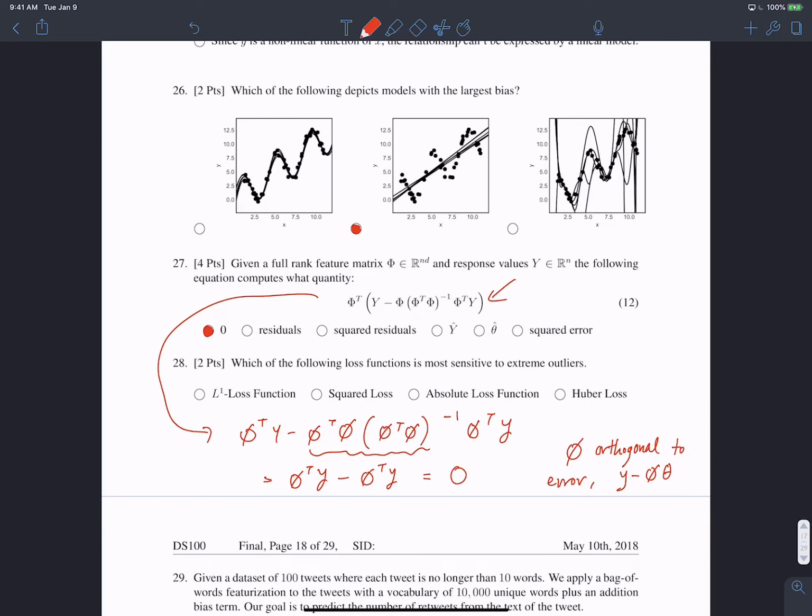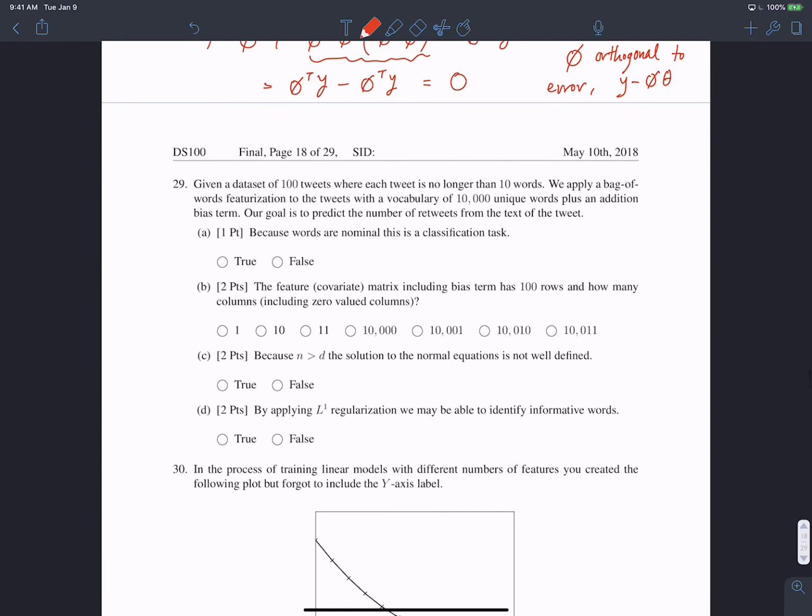Okay, 28, which of the following loss functions is most sensitive to extreme outliers? So the solutions are actually incorrect here. This is something we mentioned many times in class. It's the squared loss. The reason for that is because we're taking the absolute difference between the predicted value and the true value and squaring that difference, right? So if we have some value that's completely off, we're going to take that delta and square it, right? Whereas in absolute loss, we're not squaring any of these differences, okay? So that should be squared loss.